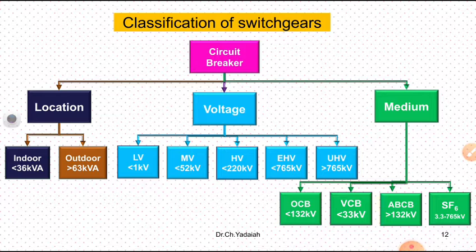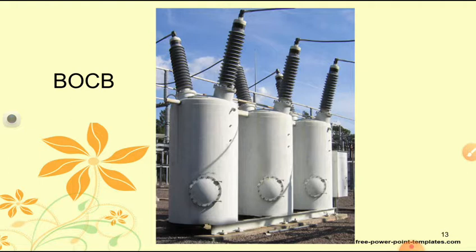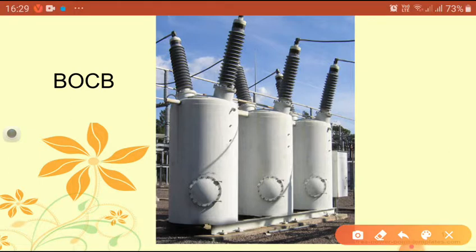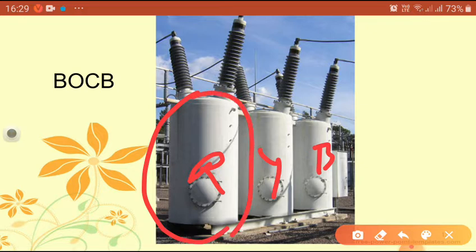You can see the figure here. So this is the bulk oil circuit breaker. Here you can see these are for one phase each: R phase, Y phase and B phase. You can see the size, and its capacity is nearly 5000 liters of transformer oil.